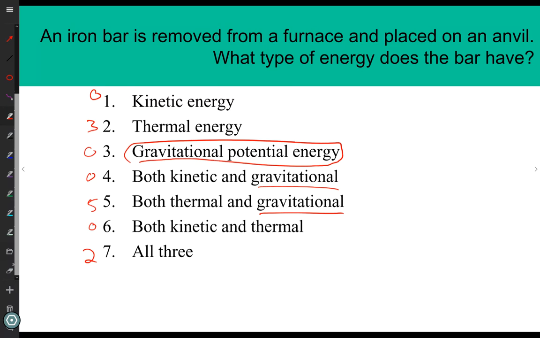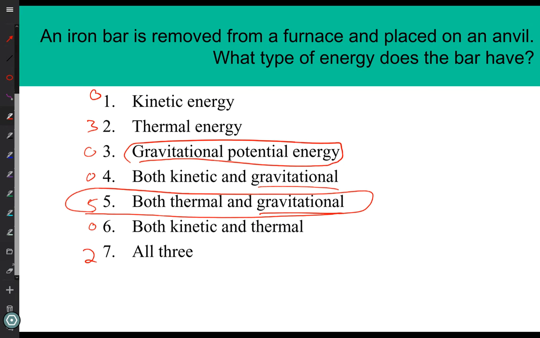Now, this is normally a place that I would stop and have you discuss it. But because I've already been lecturing for an hour and I want to go outside and observe the stars, I'm not going to do it. The correct answer is the one that the most people said, both thermal and gravitational. Thermal because it has a temperature.